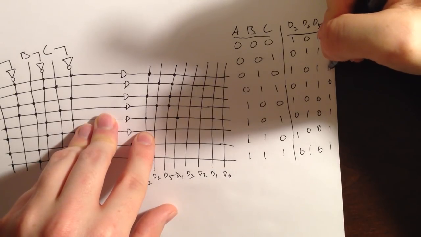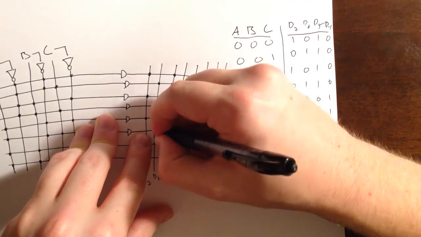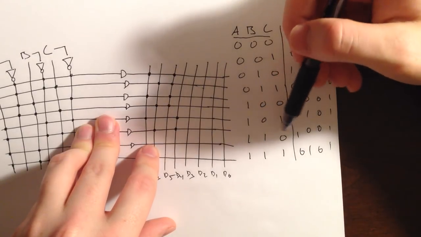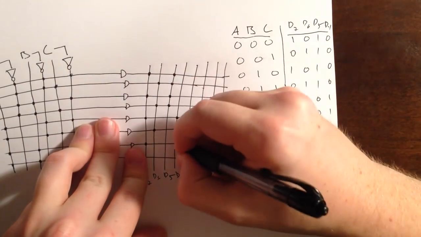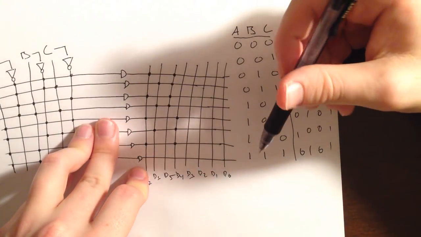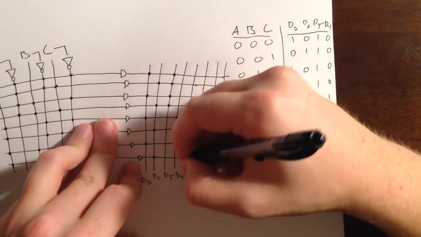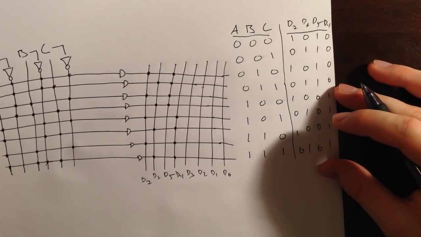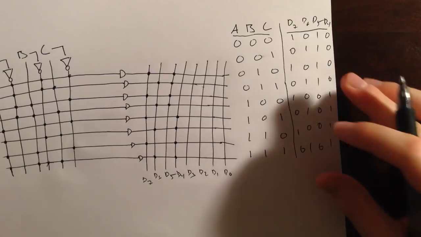And then for address 5, it looks like we have 0, 1, 0, 1. And then address 6, we have 1, 0, 0, 1. And then at address 7, we have 0, 1, 0, 1. So we just programmed it. So now we have inputs to our D flip-flops, and again, they can be whatever.